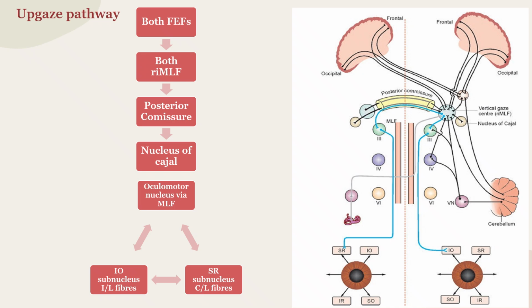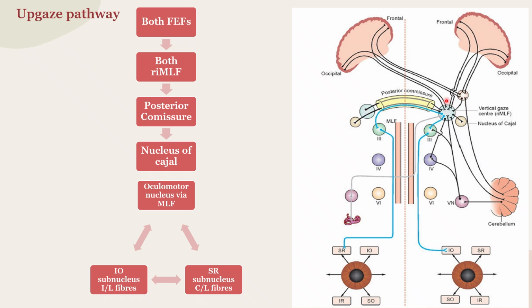as we have already studied, for vertical gaze both frontal eye fields are stimulated. So signals come from both frontal eye fields, then go to both RIMLF, which is the main center for vertical gaze. Then they go to the posterior commissure. Then we have seen signals from the nucleus of Cajal go to the RIMLF, and from the RIMLF via the posterior commissure to the other side.